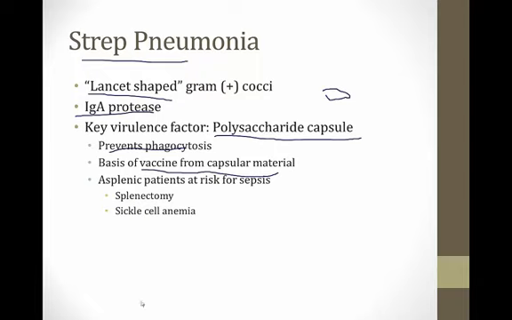Another important thing to know about that's a result of the capsule is that asplenic patients are at increased risk for sepsis. So your spleen helps eliminate capsular bacteria. So patients who've had a splenectomy or patients who have sickle cell anemia, these patients plug up their spleen with sickle cells and they are functionally asplenic. So both of these groups of patients are at increased risk for sepsis from strep pneumoniae, and that's because they have trouble clearing the capsular bacteria without a functioning spleen.